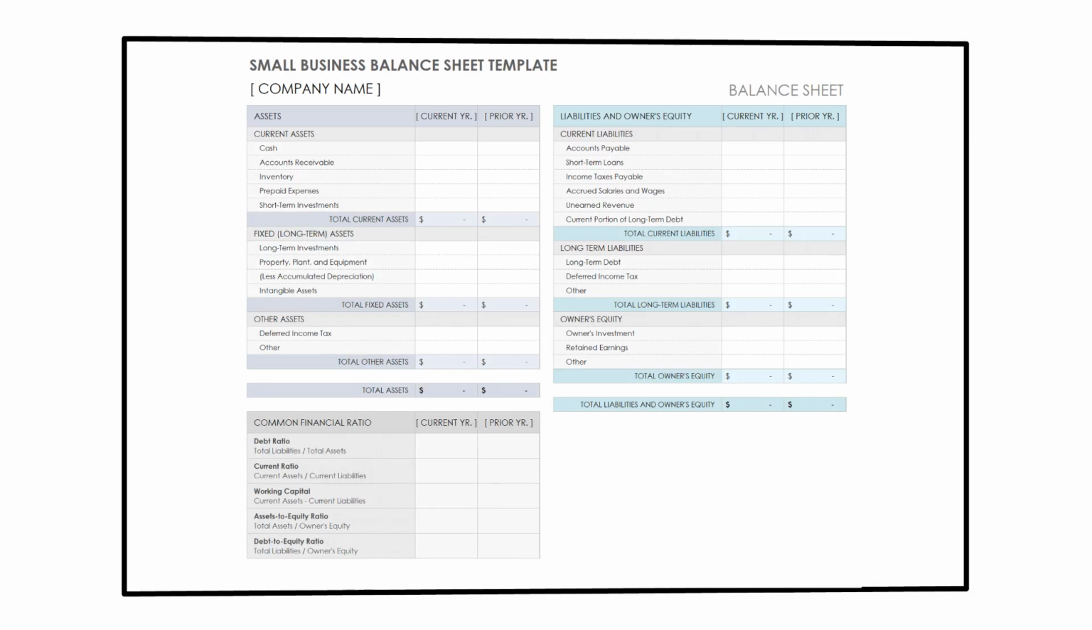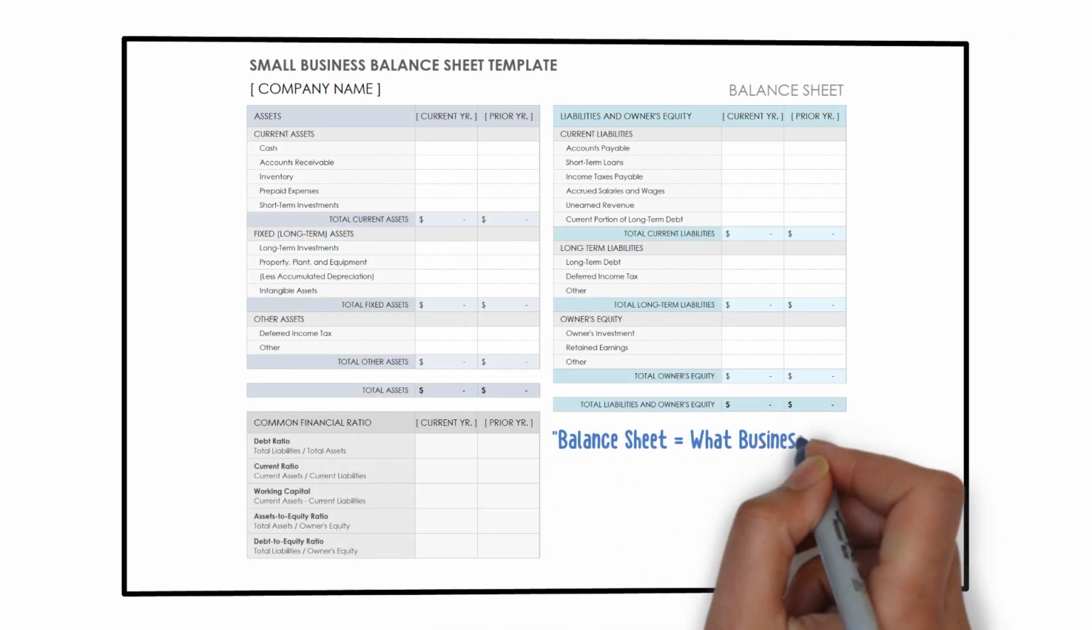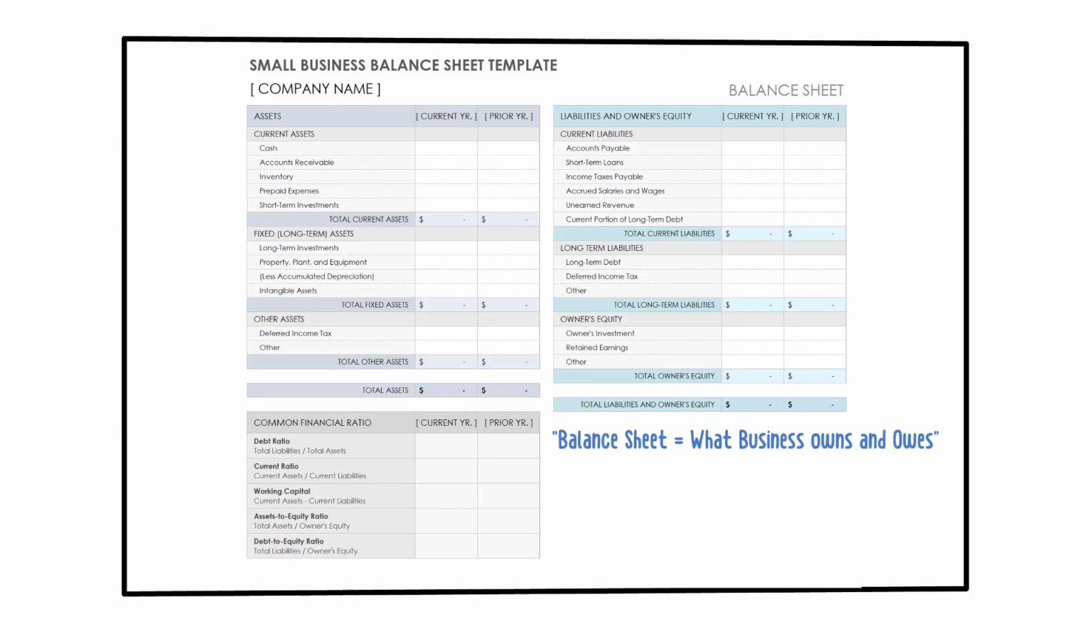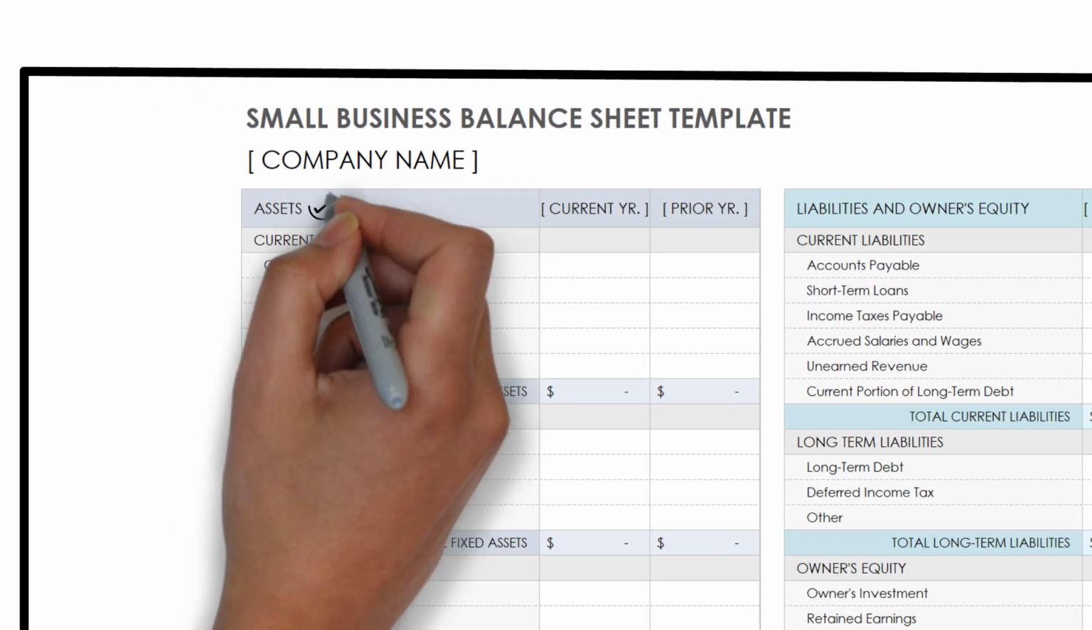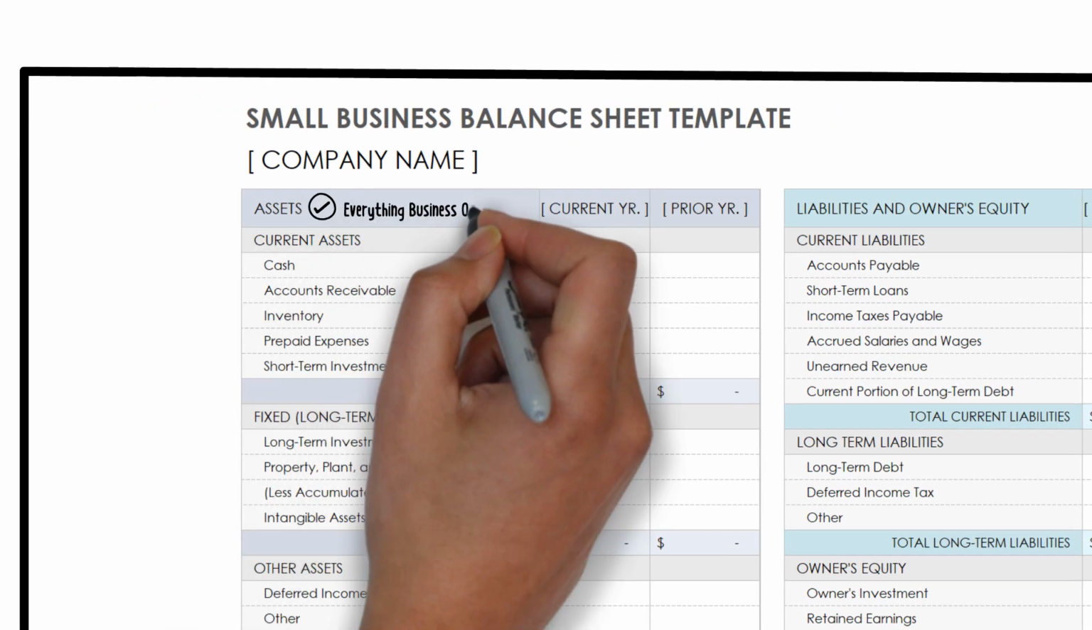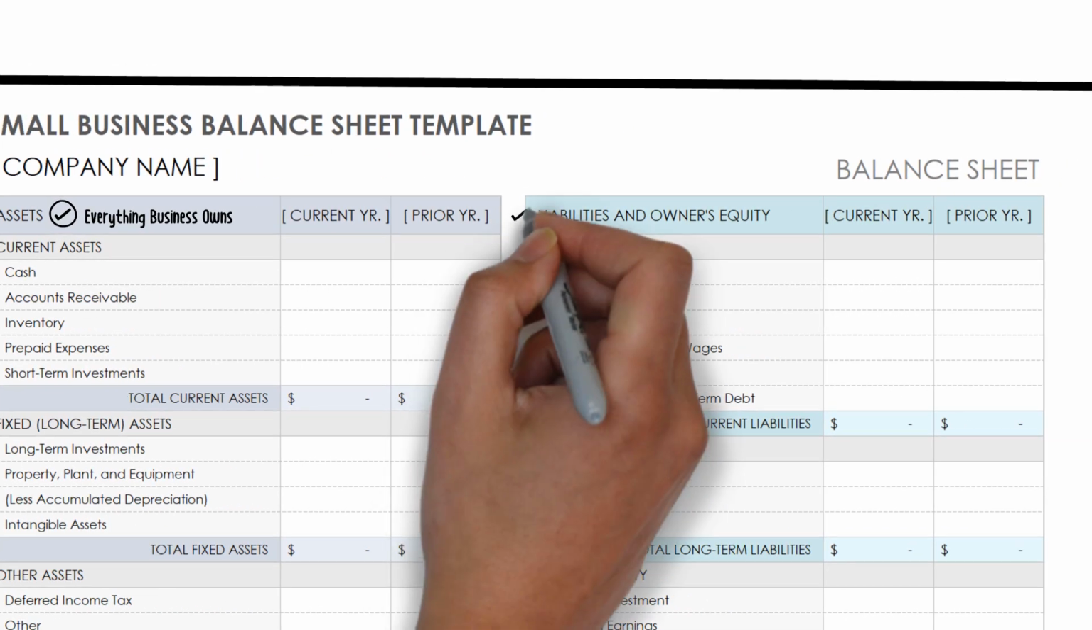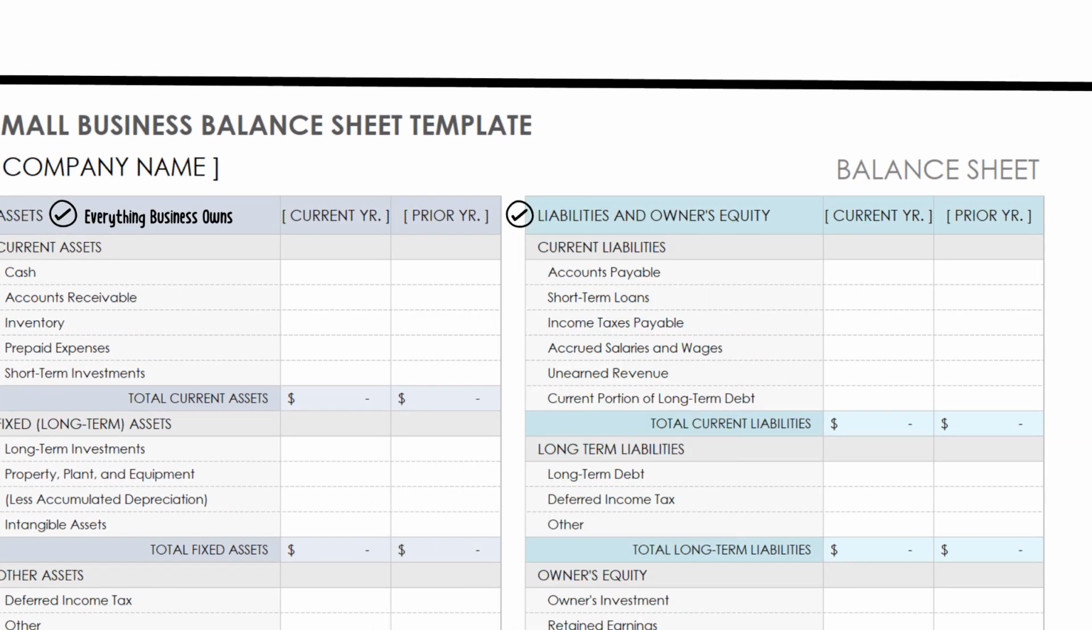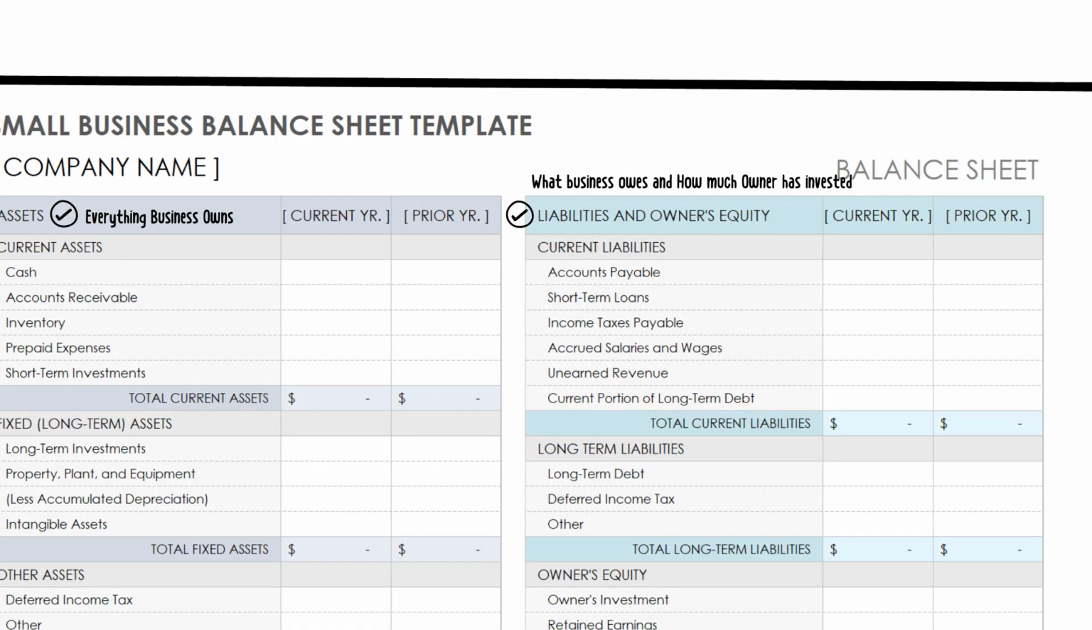A balance sheet is a financial statement that shows what a business owns and what it owes at a specific time. It's like a financial snapshot. On the left side, we see assets. That's everything the business owns. On the right side, we have liabilities and owner's equity. That's what the business owes and how much the owner has invested.